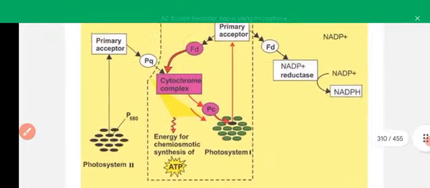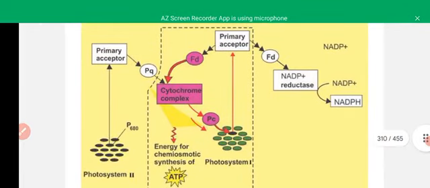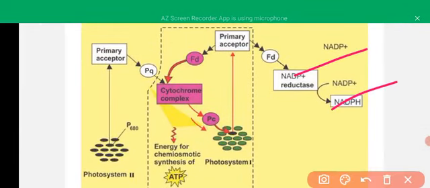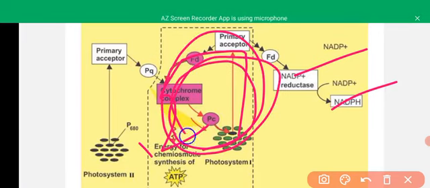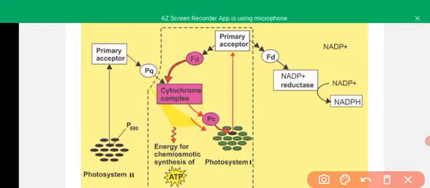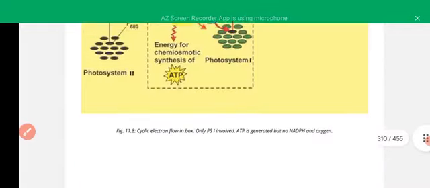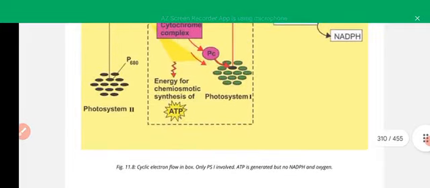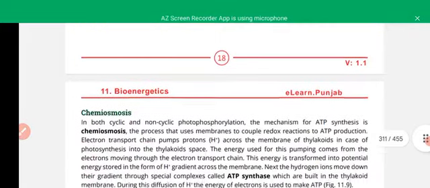Sometimes ATP is deficient and NADPH and oxygen are in excess. Then we shift from non-cyclic to cyclic: photosystem 1 to primary electron acceptor to ferredoxin to the cytochrome complex again. In this step ATP is produced by chemiosmosis, and this process is repeated again and again until enough ATP is produced for the dark reactions. So it is continuous. Only ATP is produced in the cyclic process, and only photosystem 1 is used.